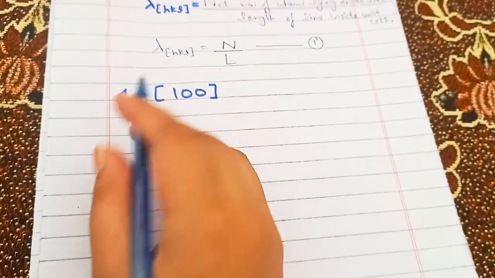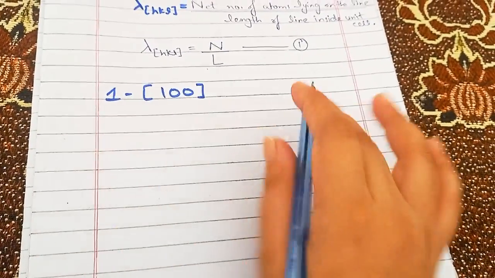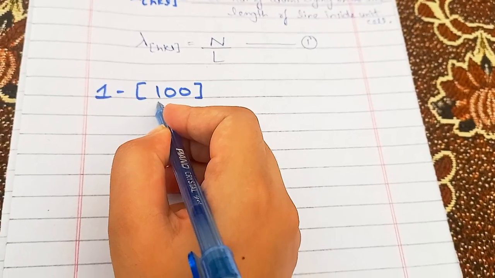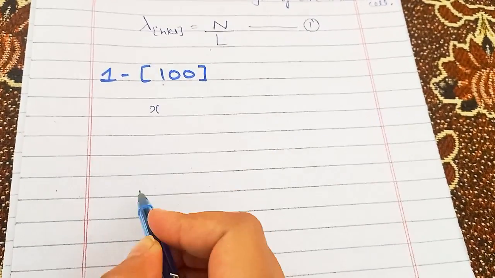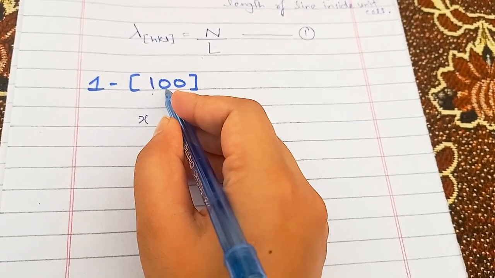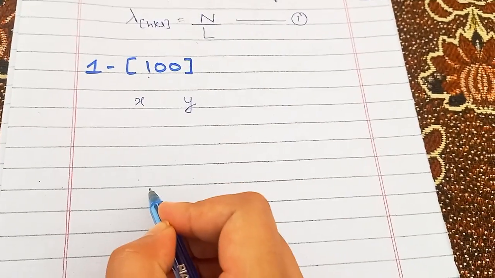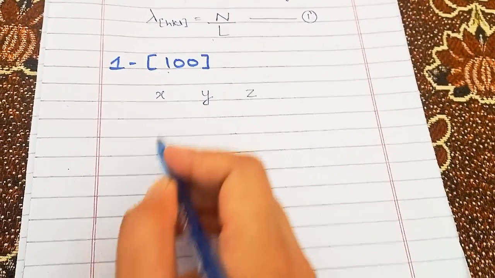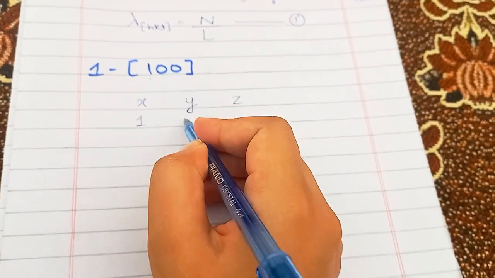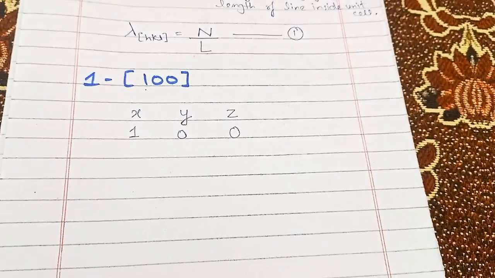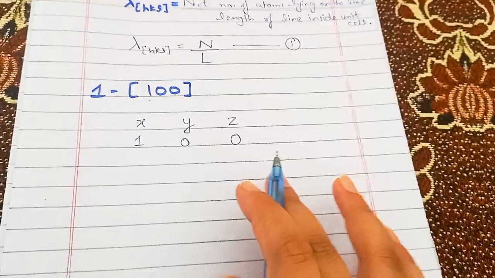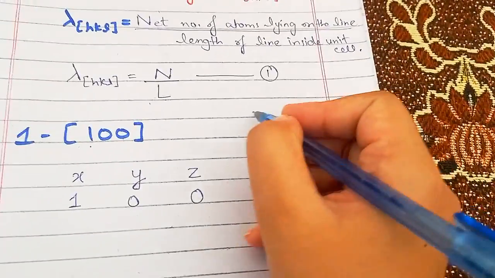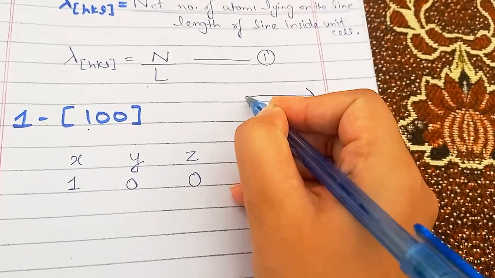So let's start. First step is to draw the direction, and we have these Miller indices. The first index shows the x coordinate for the direction, the second index gives the y coordinate, and the third index gives the z coordinate of the direction. First is 1, second is 0, third is 0 again. And you know what a direction looks like. It has a tail and a head.